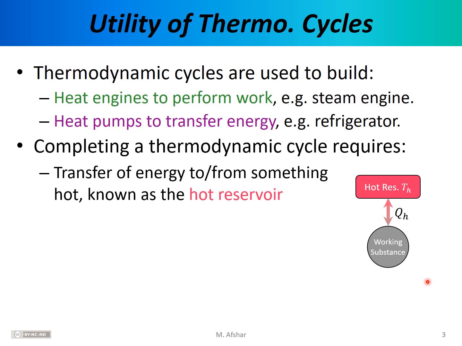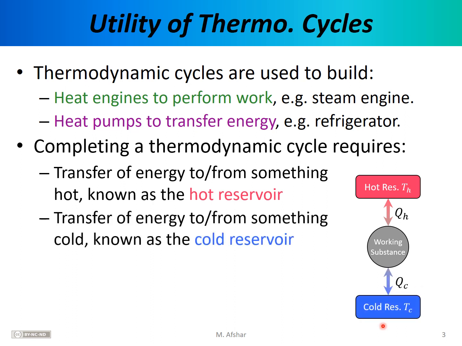In addition to the hot reservoir, there's also a cold reservoir. So there is another system, a third system, whose temperature, relatively speaking, is lower than the working substance. Its temperature is going to be denoted as T sub C. There's also going to be some transfer of thermal energy or heat between the working substance and the cold reservoir. We'll refer to that as Q sub C.